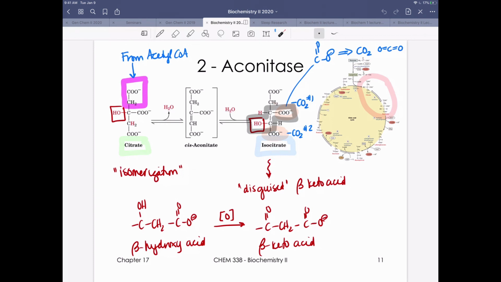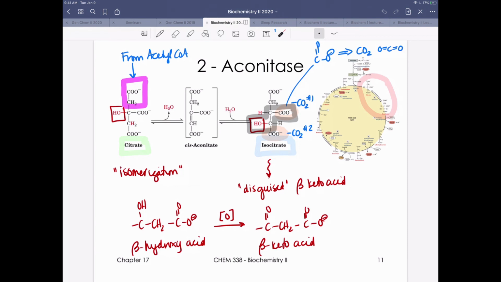So you can see that those are not carbon atoms that come off immediately as CO2. The first CO2 that comes off is this one right here, and then the second one that comes off is down here. So why do we need to do this chemistry? Why do we need to do this isomerization chemistry? What is the purpose of it?